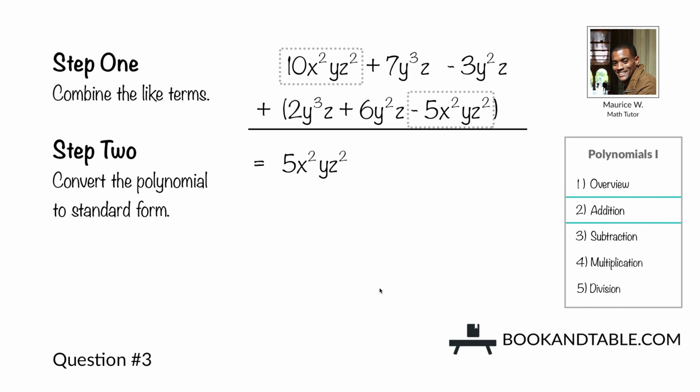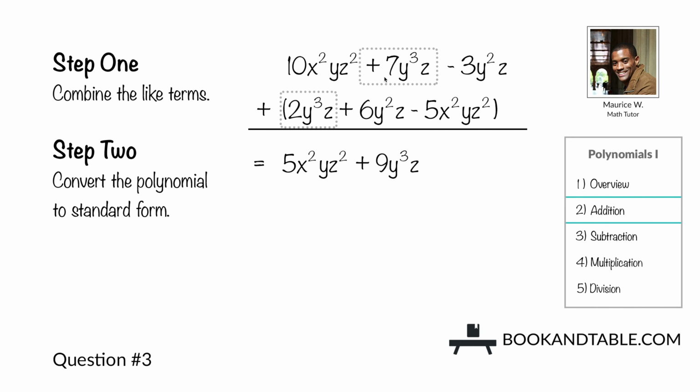In question number 3, we were asked to find the sum of 10x squared yz squared plus 7y cubed z minus 3y squared z. And we were adding that to 2y cubed z plus 6y squared z minus 5x squared yz squared. So we'll go to the first term of the first polynomial, 10x squared yz squared, and combine that with the like term, negative 5x squared yz squared, giving us 10 minus 5, which is 5x squared yz squared.